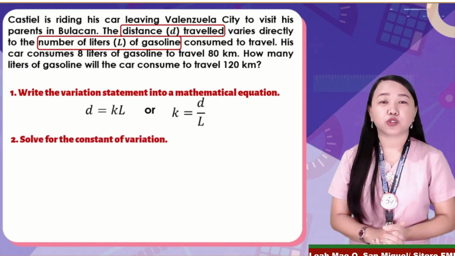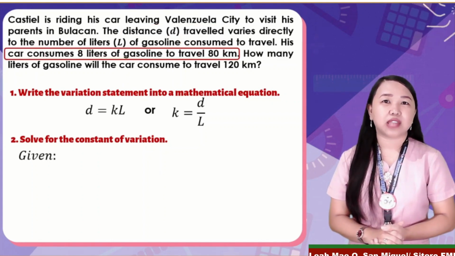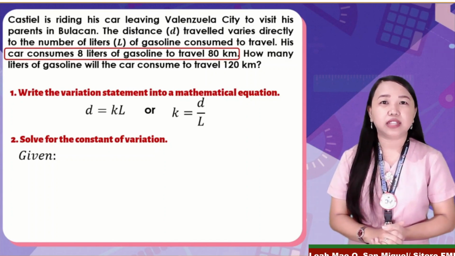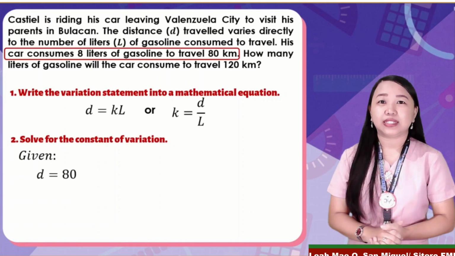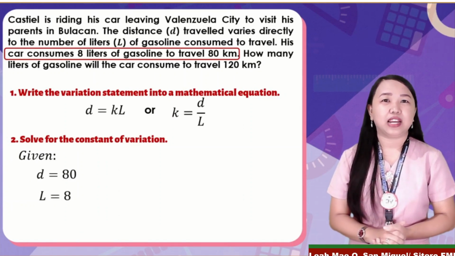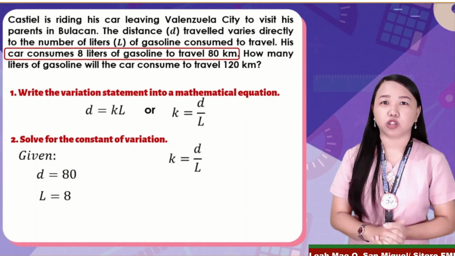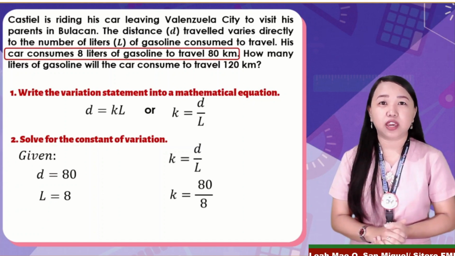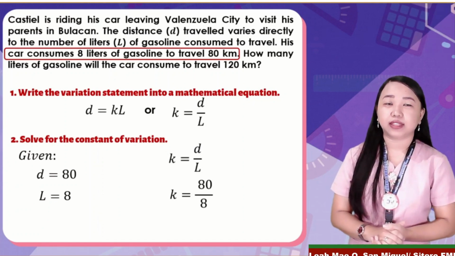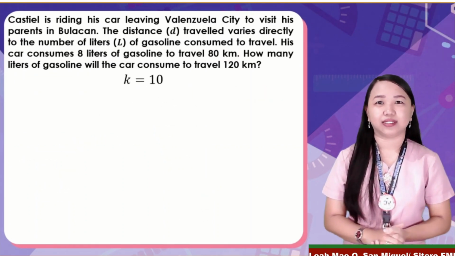Next step, solve for the constant of variation. In the problem, it states that his car consumes 8 liters of gasoline to travel 80 kilometers. Therefore, D is equal to 80 and L is equal to 8. Let us use this given to solve for k. By substitution, k is equal to 80 over 8. Simplify, 80 divided by 8 is 10. The constant of variation is 10.